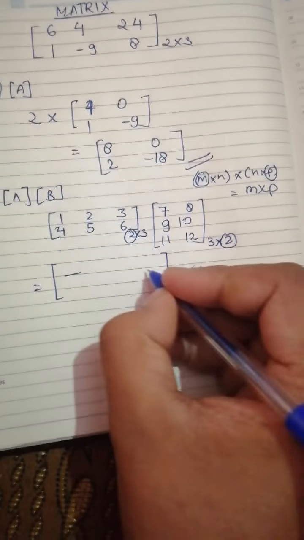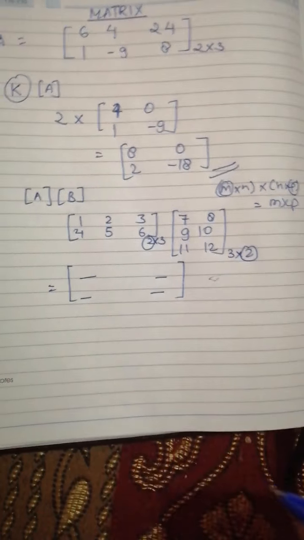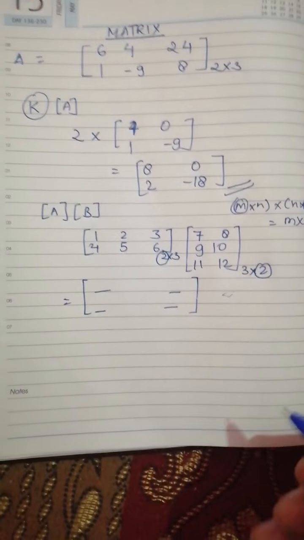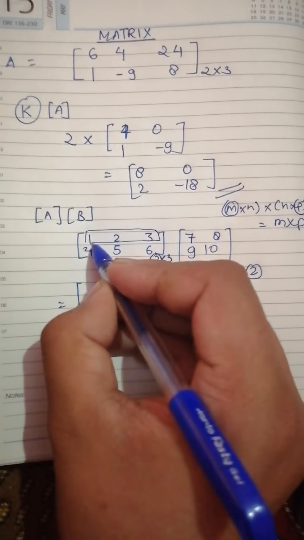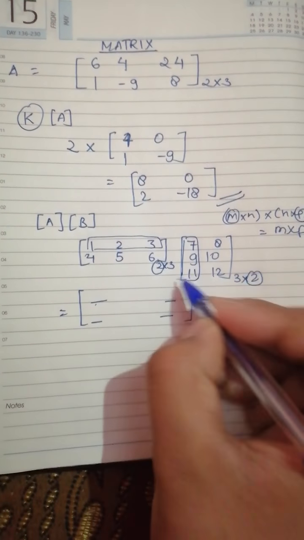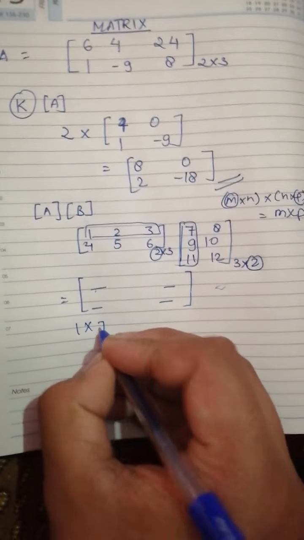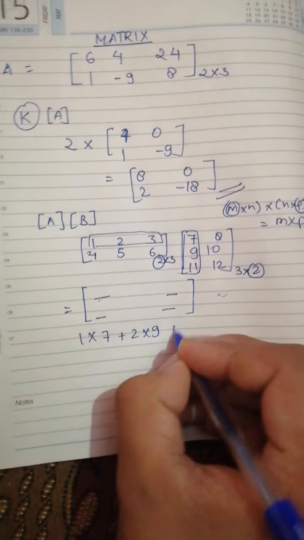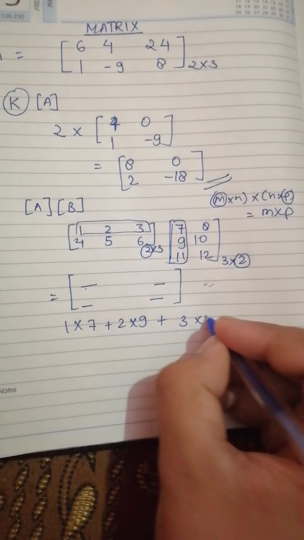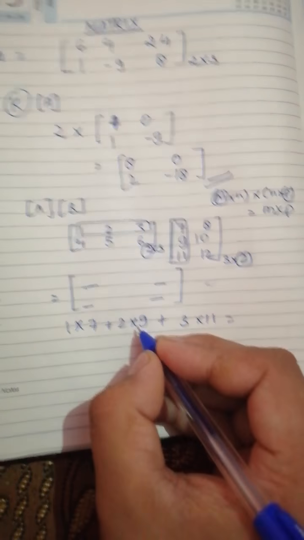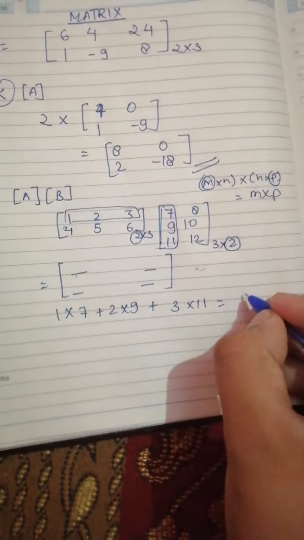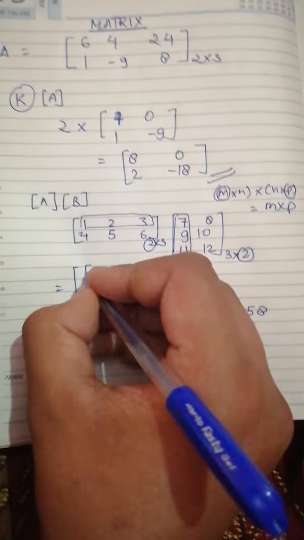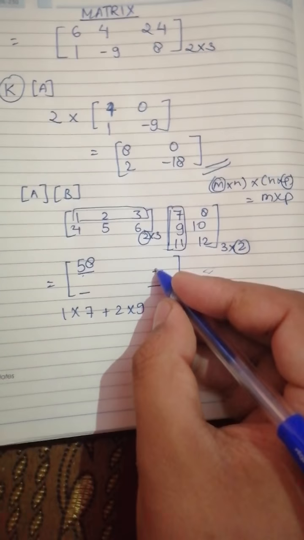So there will be 4 elements here. How do we get those 4 elements? That's our objective. So for getting the first element, we will multiply first row with the first column. We will take the dot product. So it will be 1 into 7 plus 2 into 9 plus 3 into 11. So that's 7 plus 18 plus 33. 7 plus 33, 40 plus 18, 58. So that's 58.